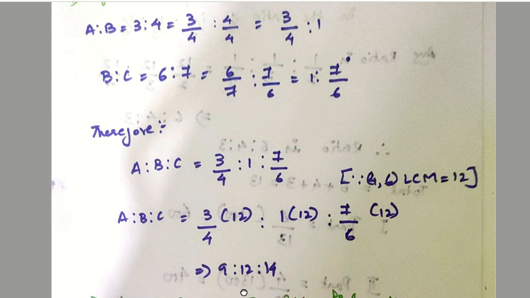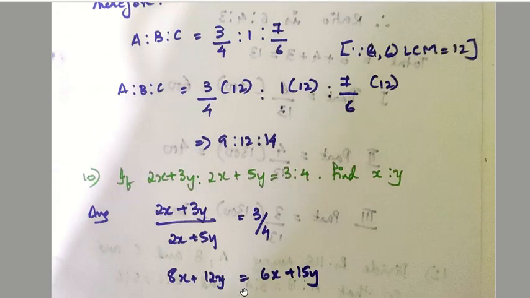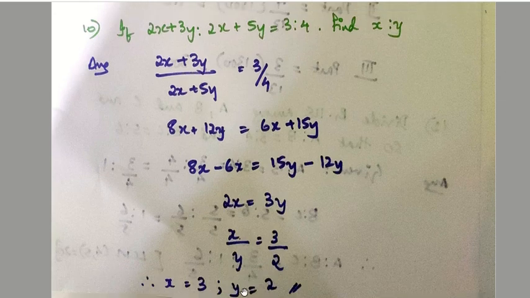So our next question: if 2x plus 3y is to 2x plus 5y, which is equal to 3 is to 4, find the value of x and y. So (2x plus 3y) divided by (2x plus 5y) is equal to 3 by 4, which gives 8x plus 12y equals 6x plus 15y. Just cross multiplying it. When you multiply, you get this.